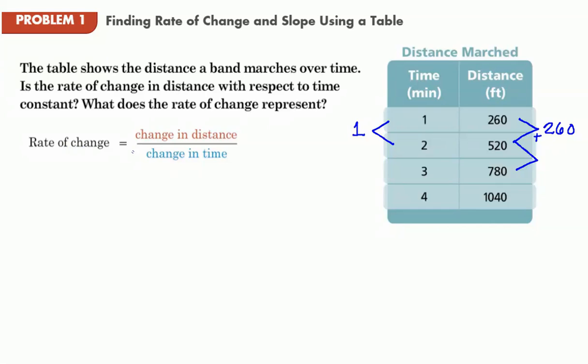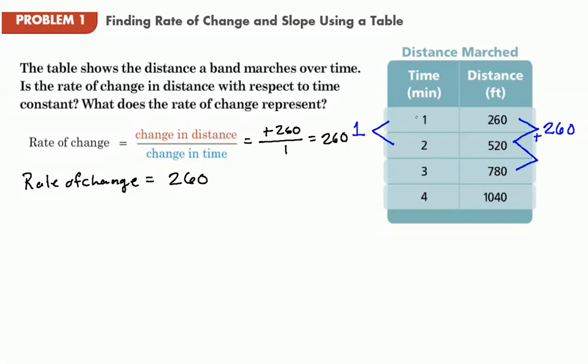So our rate of change is the change in the distance over the change of the time. So that's going to equal positive 260 over 1, which is really 260. Now let's be more specific about what this means. So our rate of change is 260, but what does that mean?